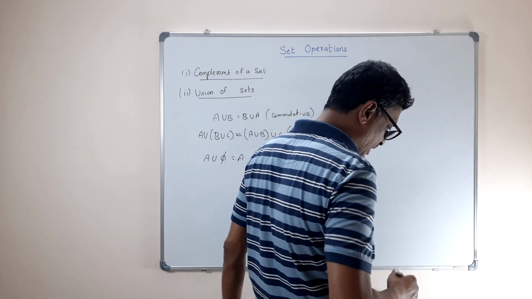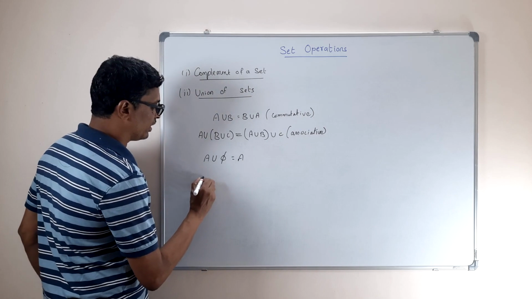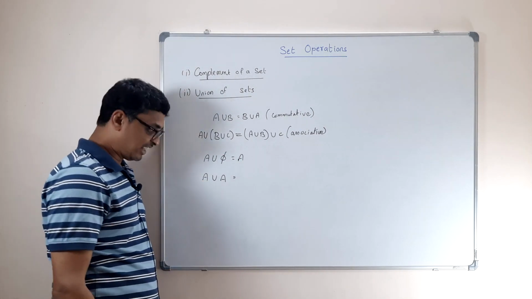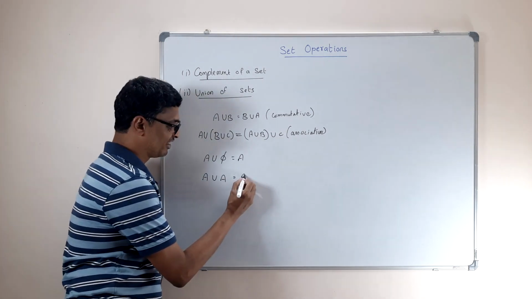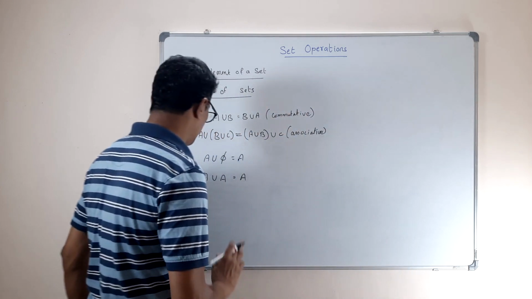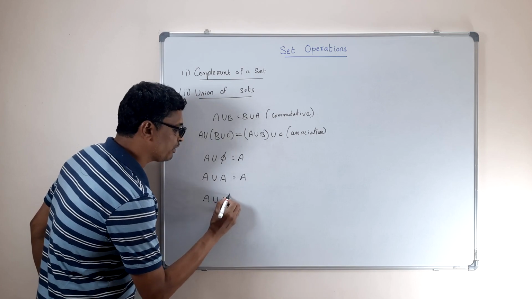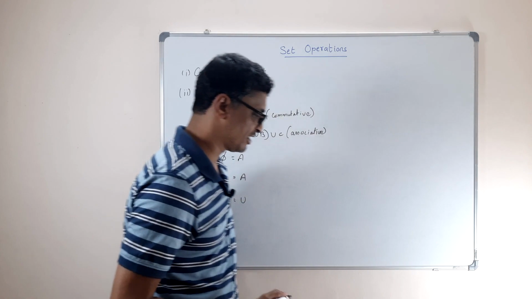And then one is the idempotent law. A union of A will be what? A. Okay. And the next one: can you tell me what is A union of A prime? A prime is the complement. Universal set. That's it.